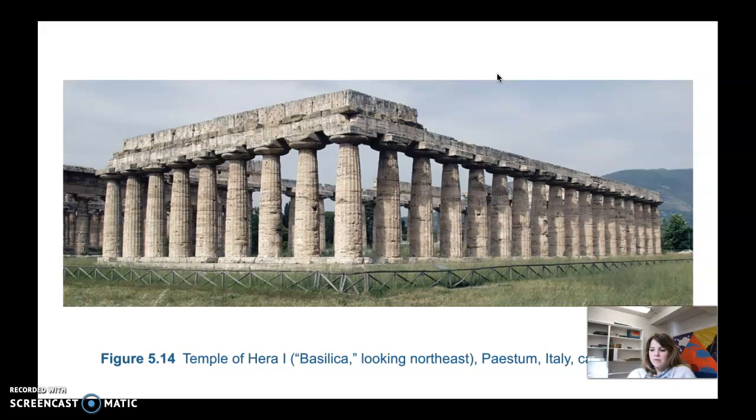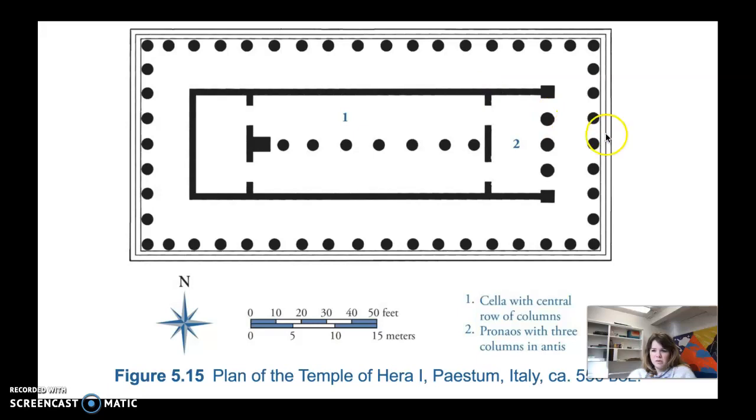And it was built around 550 BCE, and it has that single peripteral colonnade, and the roof and the pediment are now gone. And this is a shrine to the goddess Hera, and it's known as the Temple of Hera I. And we'll look at the plan here. It's a little different than other archaic temples.